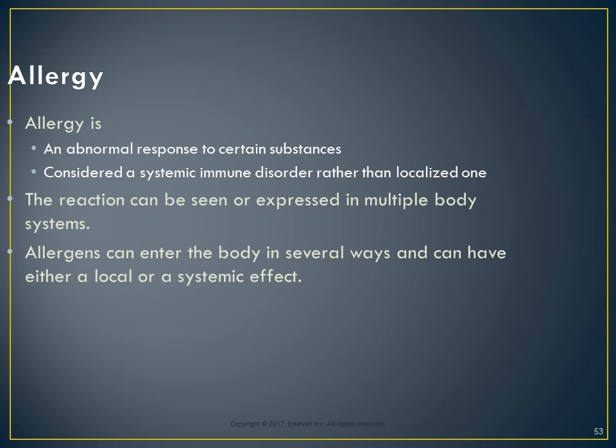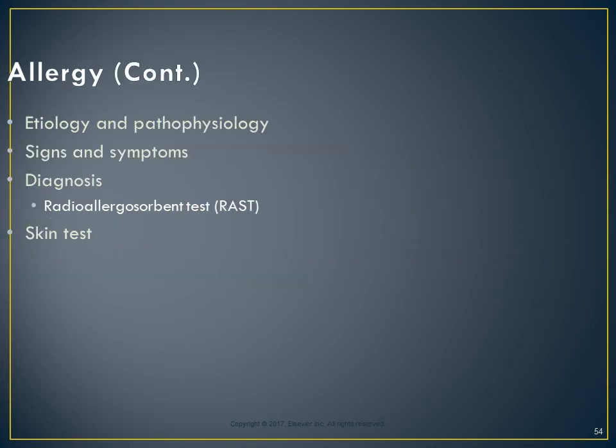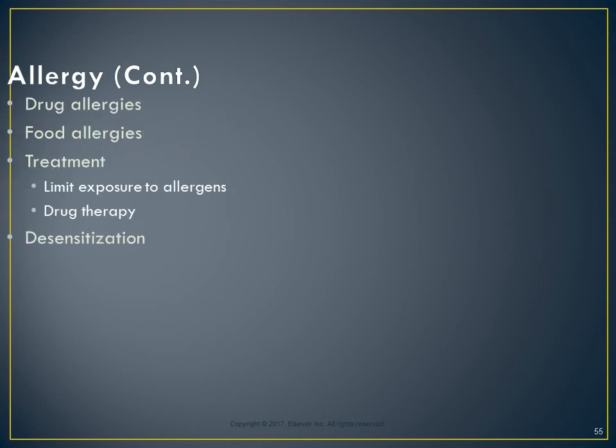Allergy is an abnormal response to certain substances. It's considered a systemic immune disorder rather than a localized one. The reaction can be seen or expressed in multiple body systems. Allergens can enter the body in several ways and can have either a local or systemic effect. The etiology, pathophysiology, signs, symptoms, and diagnosis: they often use a RAST test and also skin prick tests. There are drug allergies, food allergies, and treatment is to limit exposure to allergens and provide adequate control. Desensitization is also used.